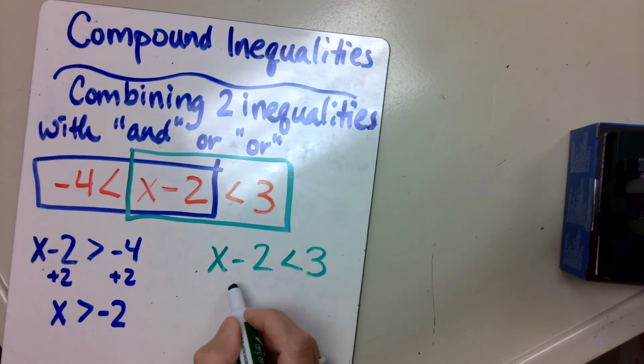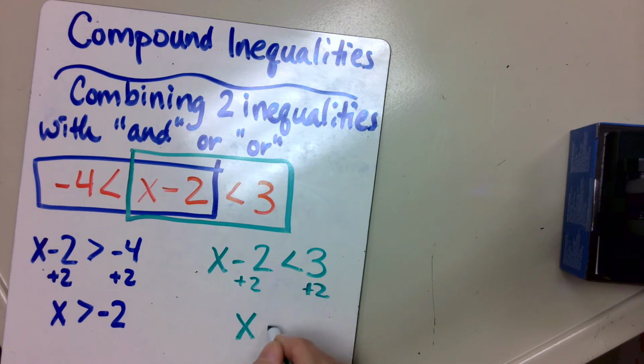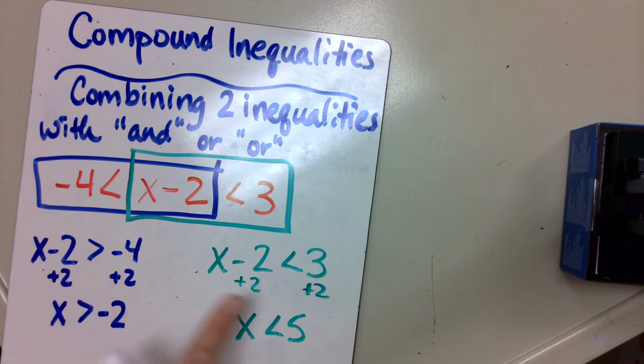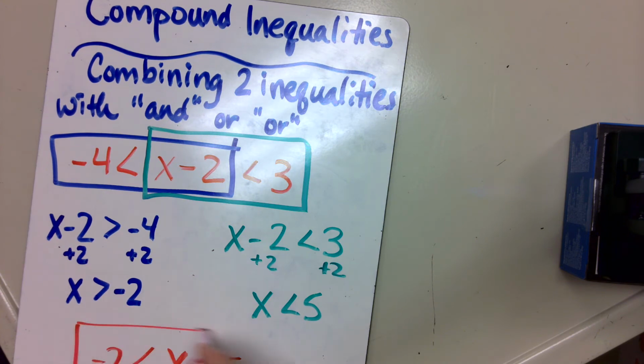On the other one, I'm also going to add 2 on both sides, and I end up with x is less than 5. Notice that I added 2 on both of these. The steps are the same to get to your answer. So that means x needs to be greater than negative 2 and less than 5. Well, that can be written in one sentence. X has to be greater than negative 2, and it also has to be less than 5. There's our solution.